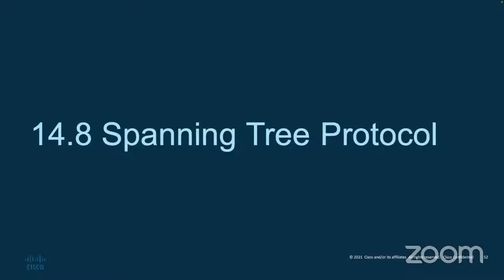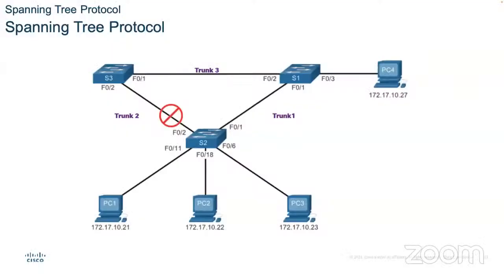The last protocol that we'll look at is spanning tree. It's a loop prevention network protocol that allows redundancy while creating a loop-free layer 2 topology.